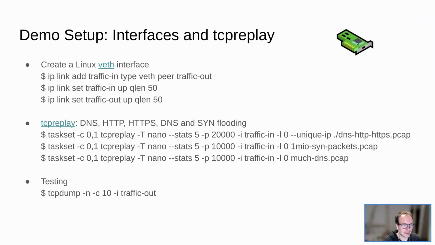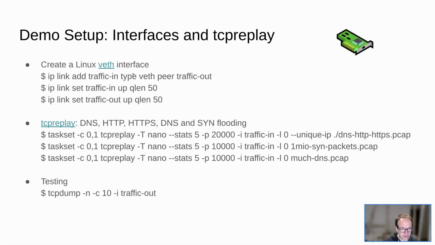Okay, so as a setup, I'm just using a local sniffing or monitoring setup. I'm creating a virtual Ethernet interface on my Linux system, which ends up being two interfaces. One is called traffic in and one is called traffic out. And essentially I run 3 TCP replay instances, sending different kinds of PCAPs into those virtual Ethernet interfaces. And we can verify that the traffic actually comes out on the other side. So there's nothing really fancy here.